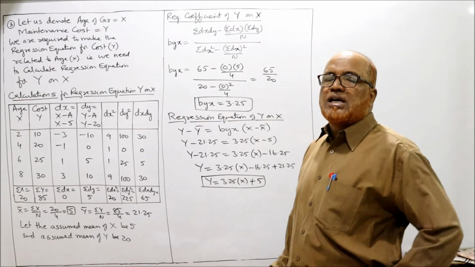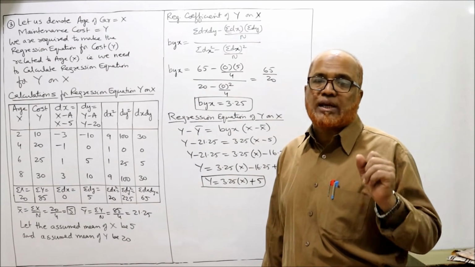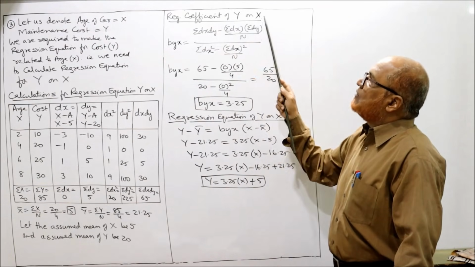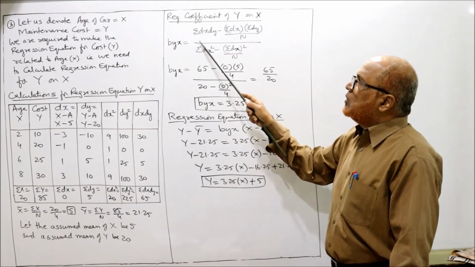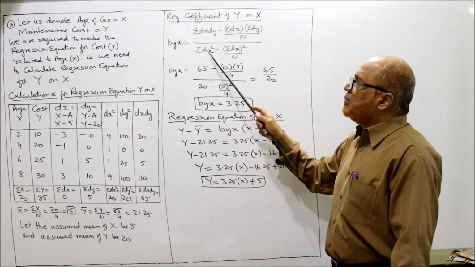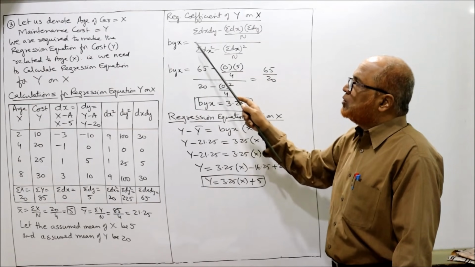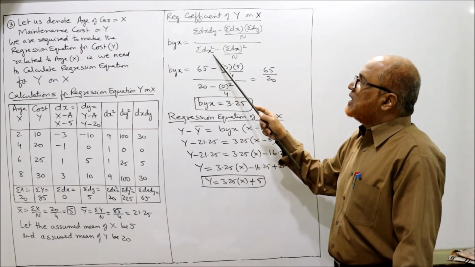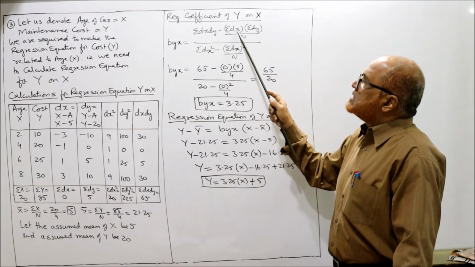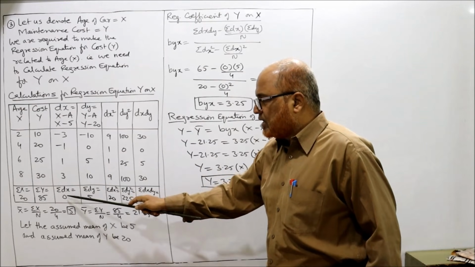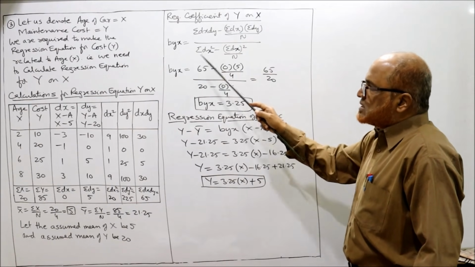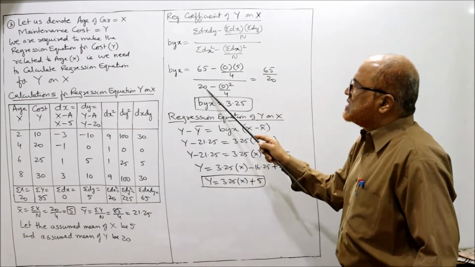Now first of all we calculate the regression coefficient of y on x. हमको पहले क्या चाहिए? Regression coefficient of y on x. तो byx is equal to summation dx dy minus summation dx into summation dy by n whole divided by summation dx square. या पहले y है तो डिनोमिनेटर में x उल्टा आएगा. Summation dx square minus summation dx whole square by n. तो dx dy how much? 65. dx into dy, तो dx कितना है? 0 है. 0 into 5 divided by 4. dx square is 20.